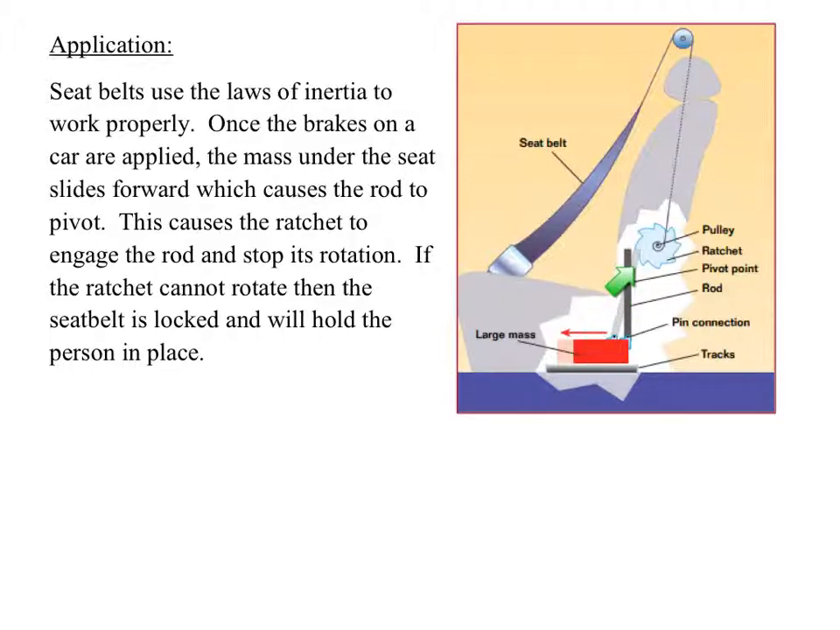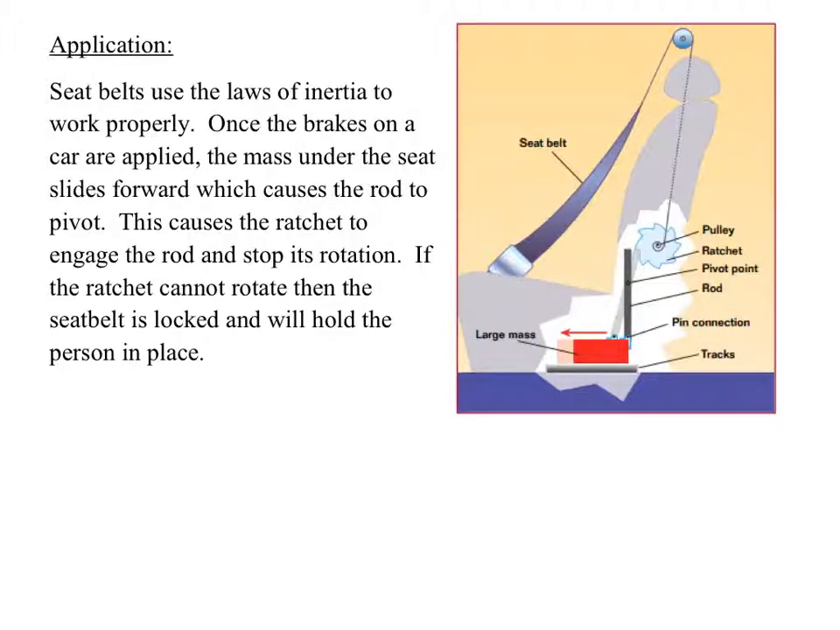This causes the ratchet to engage the rod and stop its rotation. It is called a ratchet. I know you all think of that word differently. It's like a gear with teeth on it that you can lock into. If the ratchet cannot rotate, then the seatbelt is locked and will hold the person in place. So watch. If you pulled on the seatbelt, it would pull along this pulley, which would cause this to be pulled, and it would cause the ratchet to rotate counterclockwise.